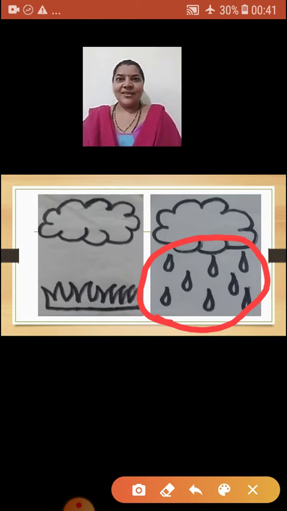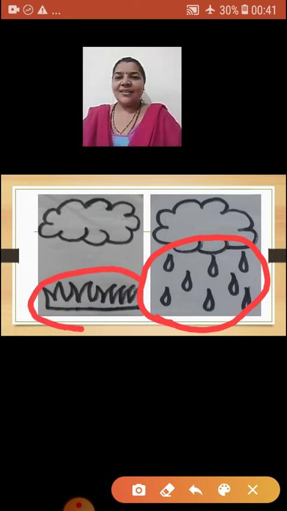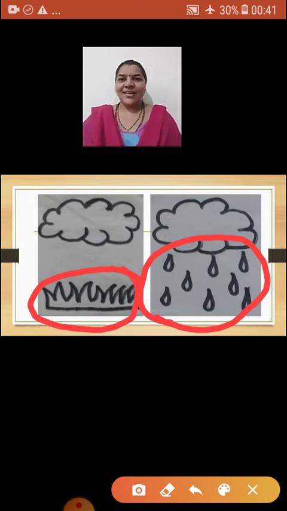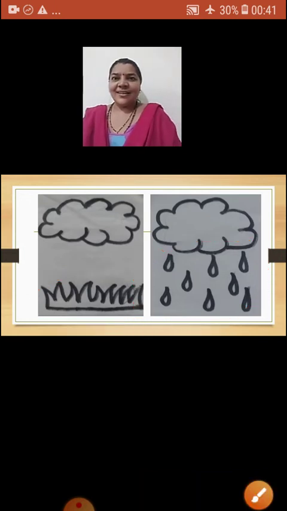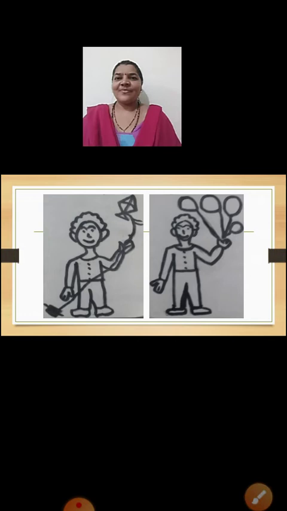This is the first difference. And in the picture which is to your left hand side, we can see grass and that is not seen in the second picture. So these are the differences which we have circled. Okay, children, now let's see the next picture.